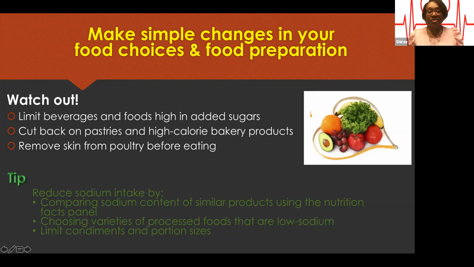Watch out. As I talked about before, limit beverages and foods that are high in added sugars. So my suggestion is, if you're going to have sugar in your diet, why drink it when you'd rather eat it? Drinking is a bit harder to track than eating it. So just consider that when you're drinking, to minimize the amount of sugar that you're drinking. Cut back on pastries and high calorie bakery products. Remove the skin from poultry before eating. And I know the skin is the best part, but in order to start promoting those healthier practices, remove the skin before you eat it.